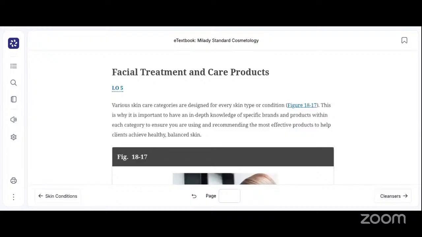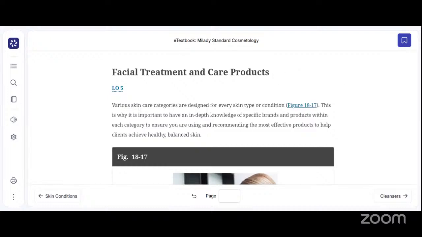This is also being recorded for those that are just coming on. It's been recording from the top of the class, so if you missed something, we'll go back in. Let's look at facial treatments and care products. I do want to look at cleansers, and then I want to go over to some of our activities.